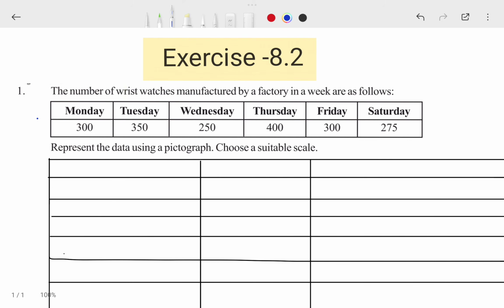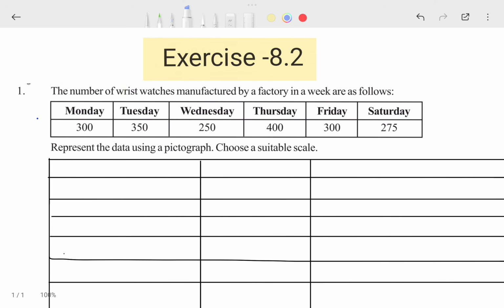Today we are going to talk about our class 6th mathematics, chapter 8 data handling, and this is exercise 8.2. In this video, we are going to see the solution of this exercise. If you have any kinds of doubt related to this exercise, don't worry about it. By the end of this video, whatever your doubt is, it is going to be clear. So let's start with the first question.